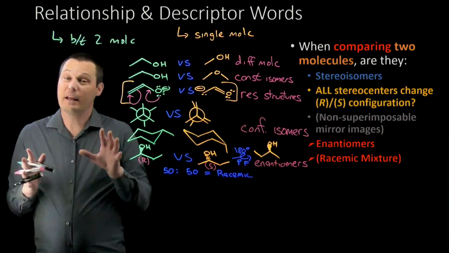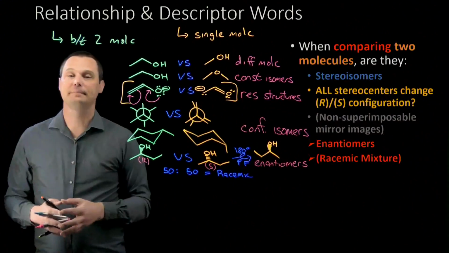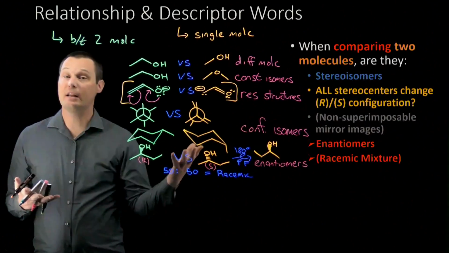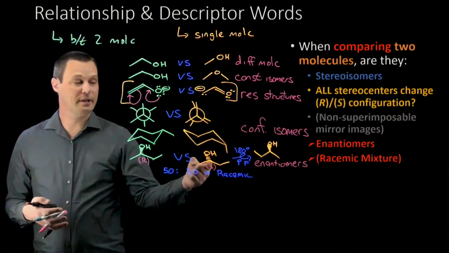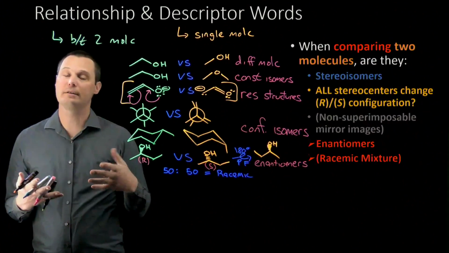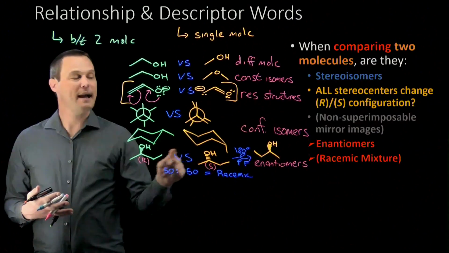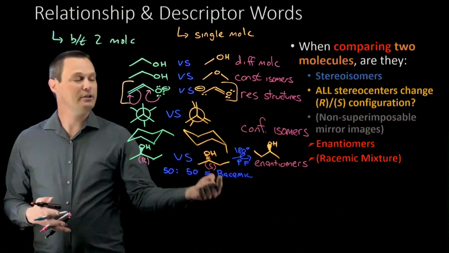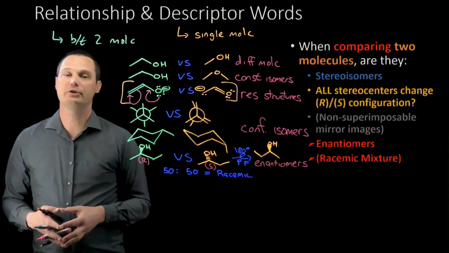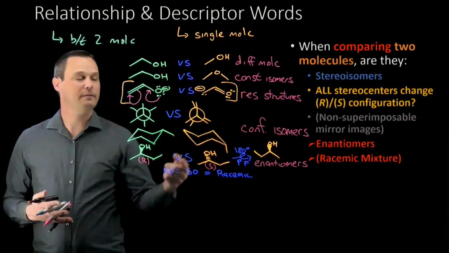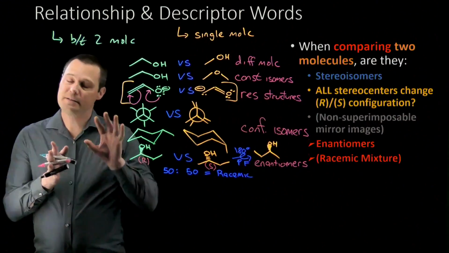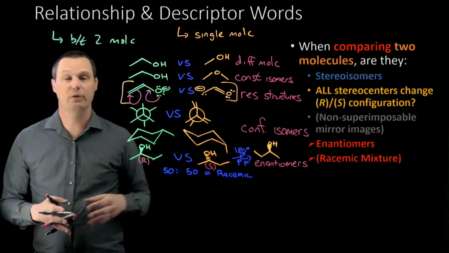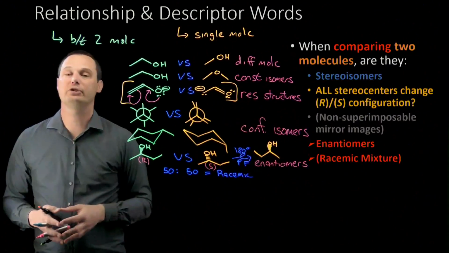I'll also add in a bonus word here, racemic mixture. If you had a flask containing these two enantiomers, they could be mixed in any proportion, 99% this, 1% that, 60-40, whatever percentage you want. But if you have an exact 50-50 mixture of the two enantiomers, the 50-50 mixture of two enantiomers is called racemic. That is a racemic mixture. The definition of a racemic mixture is a 50-50 mixture of two enantiomers. And it does specifically have to be enantiomers. It can't be a mixture of constitutional isomers or any of the other words we're about to use. It has to be a 50-50 mixture of enantiomers.